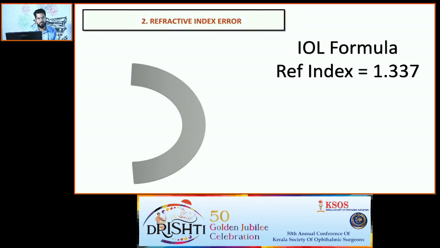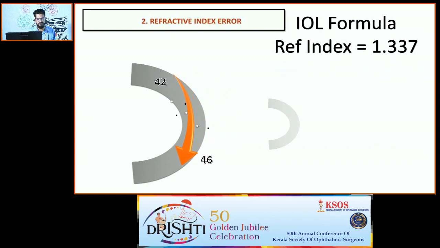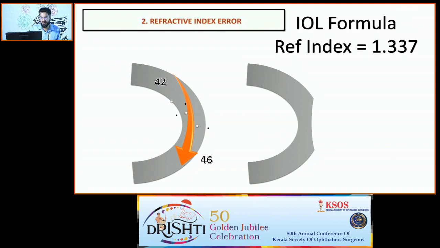So what is all the trouble here is the refractive index considered in all the IOL formulas, which is 1.337. In a normal curvature, that is fine. But in a post-refractive patient, you have a flattened surface anteriorly, and this relationship of refractive index of 1.337 is no longer standing.